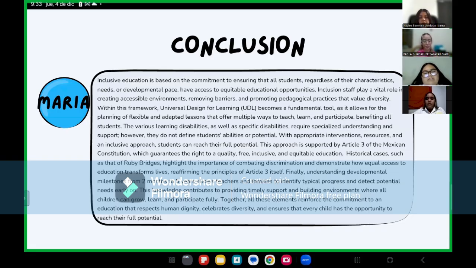Together, these elements reinforce the commitment to an education that respects human dignity, celebrates diversity, and ensures that every child has the opportunity to reach their full potential.